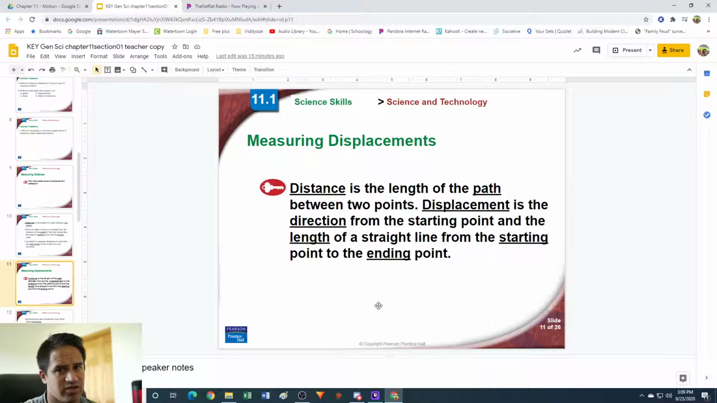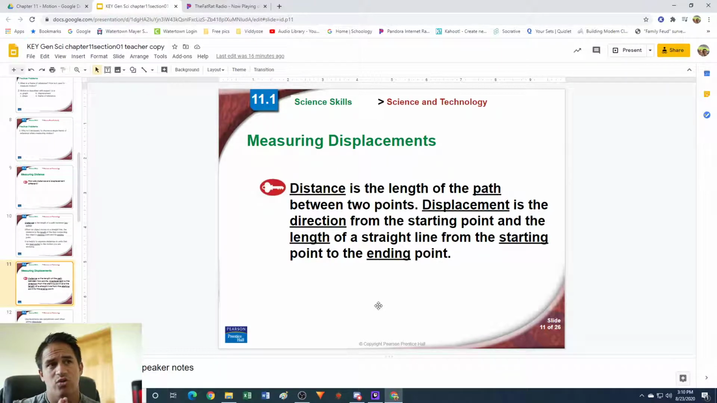Displacement, on the other hand, which we're about to talk about here next, is a little bit more specific, okay? So one, displacement has a direction component to it. So this means when you're trying to describe a displacement of an object, you need to tell which way that object was moving, okay? That's the direction part. And two, displacement also is the distance between 2 points, but it's in a straight line.